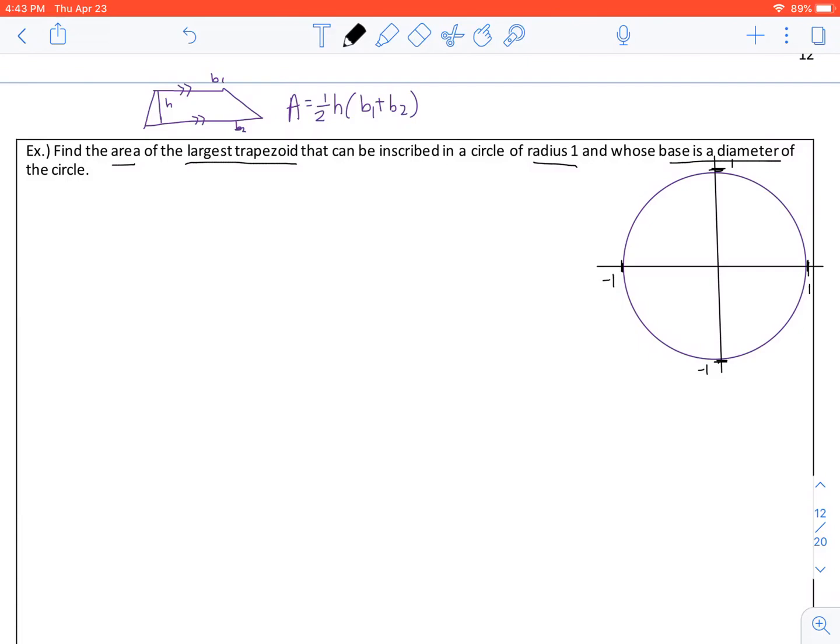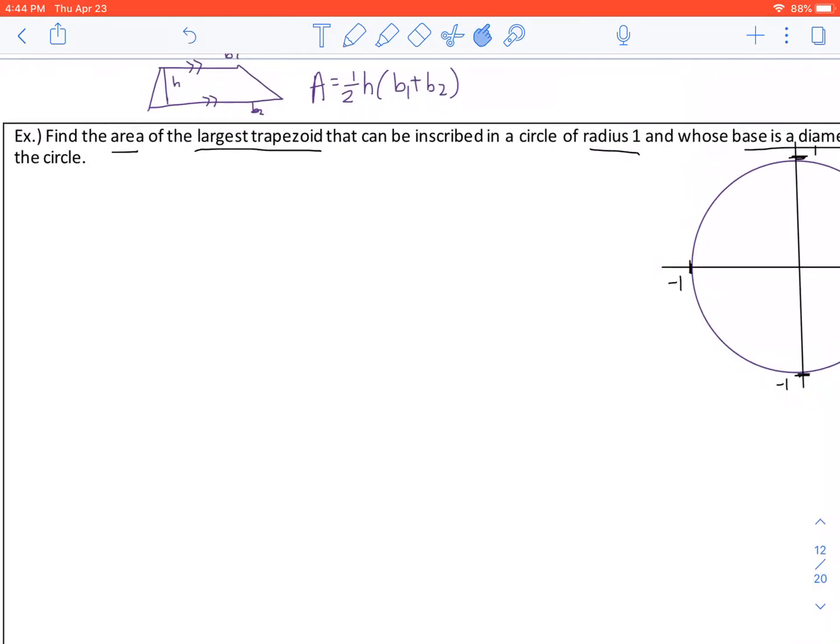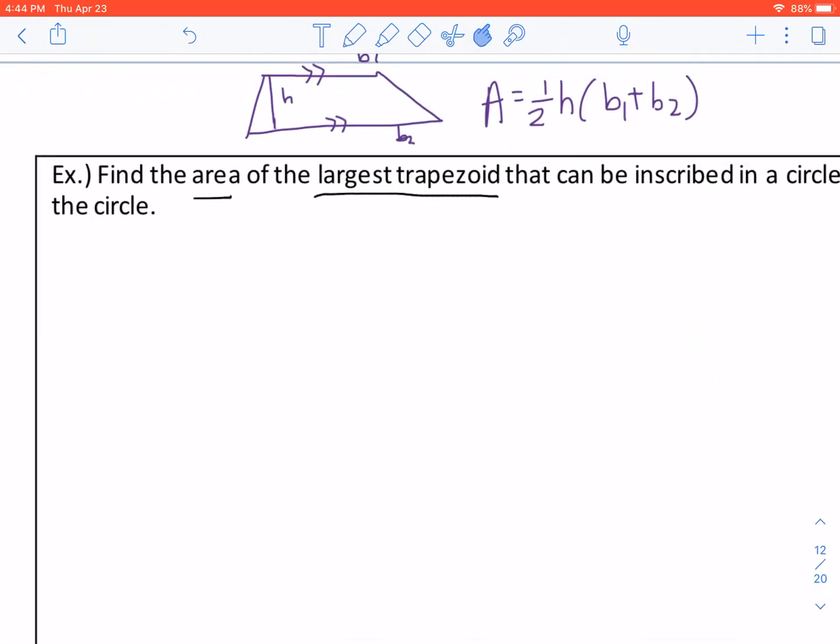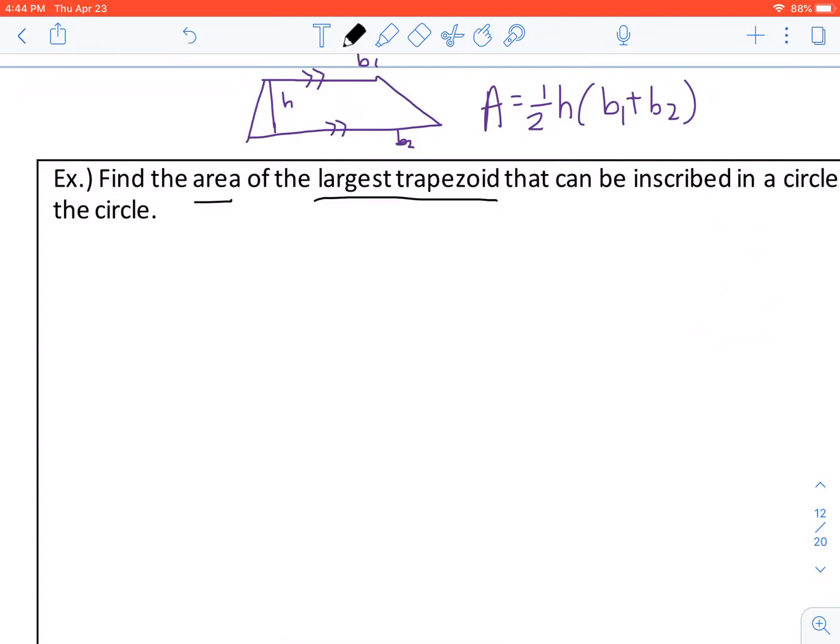So the first thing that we want to do is, it looks like we are maximizing since it says largest. So we're going to go ahead and maximize the area of the trapezoid. I'm going to go ahead and copy down the equation that we have up above.